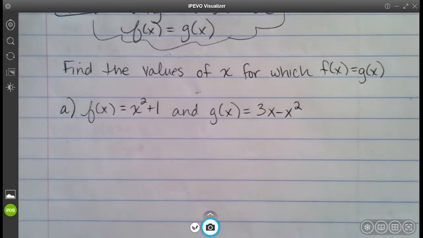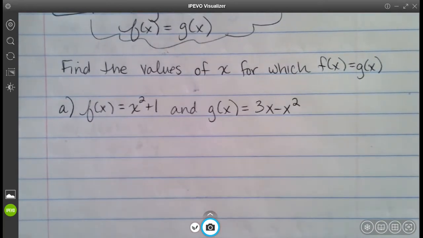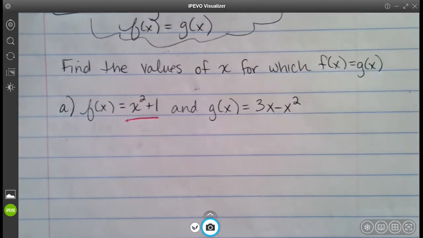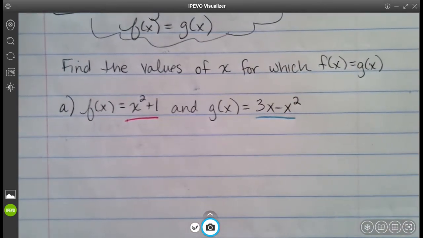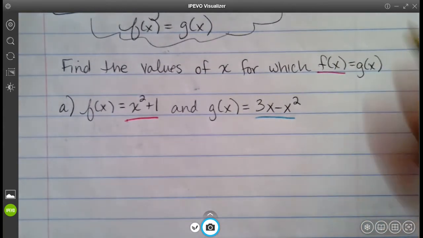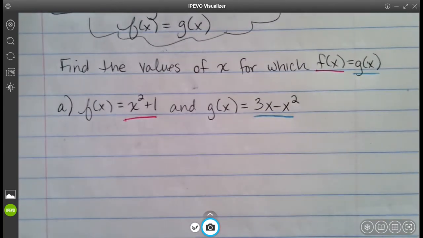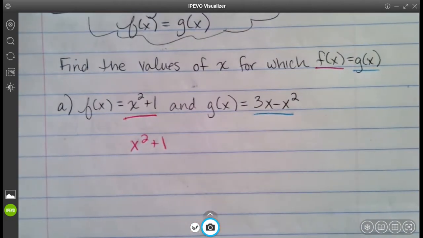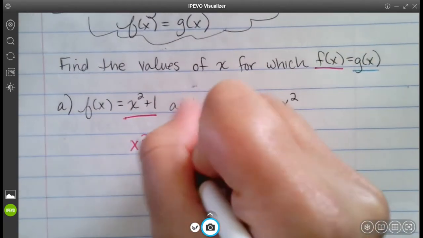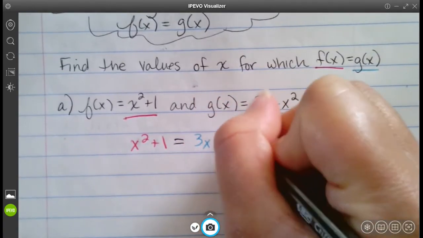So go ahead and copy this down. We have that f of x is equal to x squared plus 1, okay? And g of x is equal to 3x minus x squared. So all we have to do is kind of follow what it says here. We're going to set f of x equal to g of x. So exactly what I underlined is what I'm going to set equal. Here's what it looks like. x squared plus 1, okay, equals 3x minus x squared.